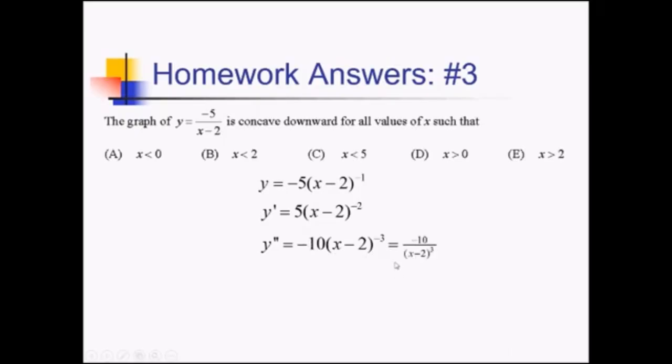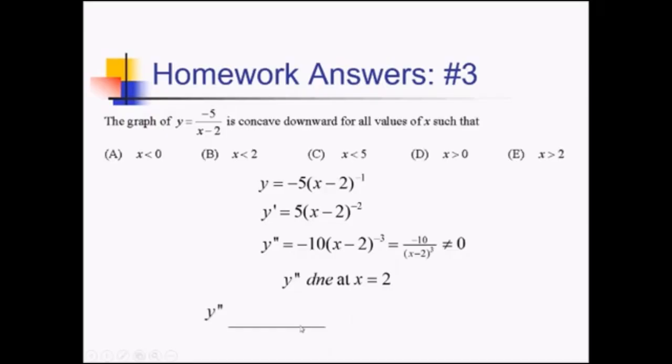And in terms of finding critical values, we have critical values in general where the second derivative is 0 or undefined. This, however, can never be 0 because we don't have a variable in the numerator and the numerator is not 0. However, we can figure out where this thing is undefined. Y double prime will not exist where x equals positive 2. So this gives us something to do some sign analysis around.